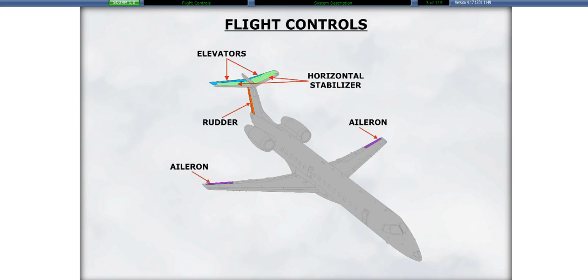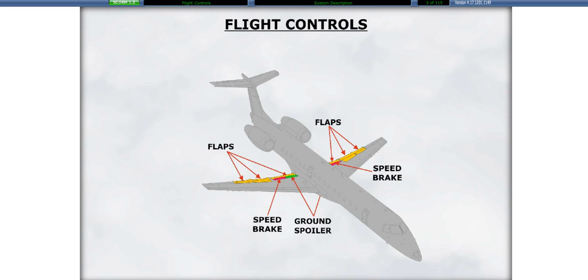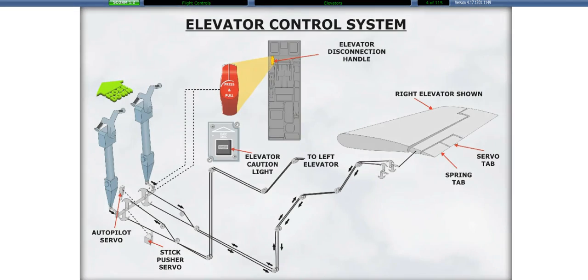The primary flight control system consists of the elevators, the ailerons, and the rudder. Secondary systems consist of the spoilers and flaps. The elevators provide primary pitch control. The elevators are mechanically actuated by a redundant set of cables, pulleys, bell cranks, and rods.